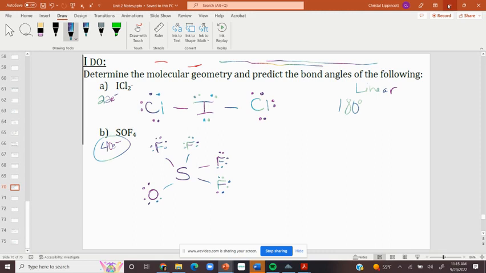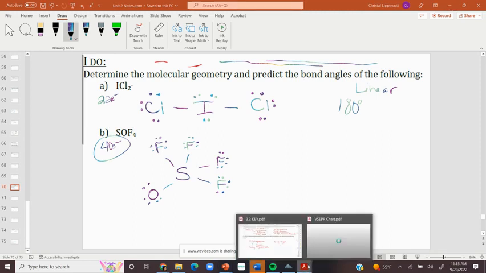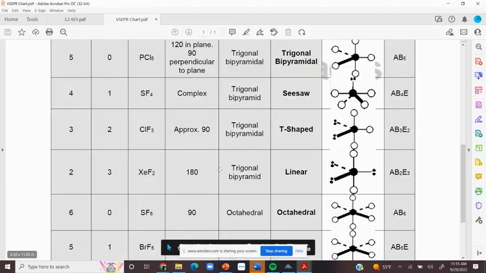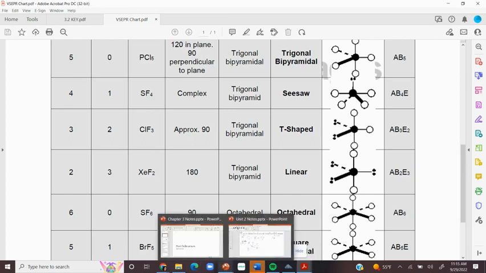All right, now we need to figure out our geometry. So I have 5 and 0. So 5 and 0 is trigonal bipyramidal. It's 120 in the plane and 90 perpendicular to the plane. Okay. So, yeah, I understand that now.